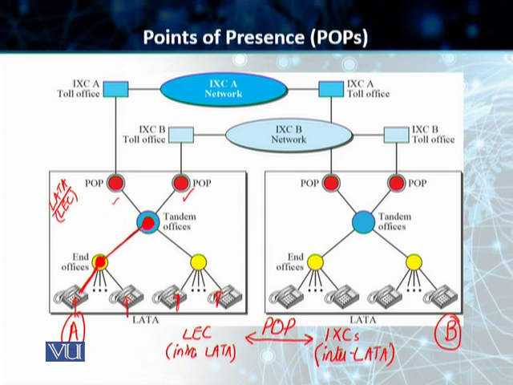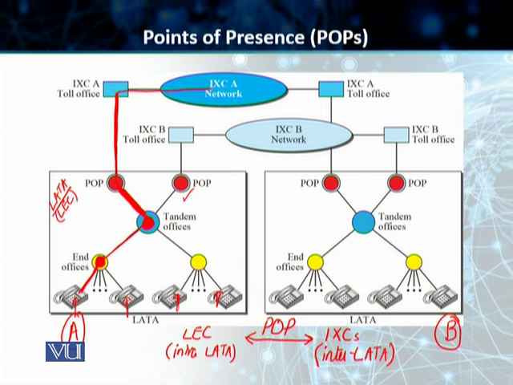Once again, this is also controlled by your local LEC, which then, depending upon what specific inter-exchange carrier you want to use to complete your call, will select a POP. Let's suppose it selects this particular POP that's connected to a particular inter-exchange carrier. This POP will switch your call to the toll office, which belongs to inter-exchange carrier A.